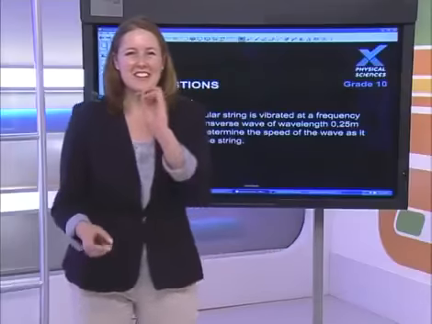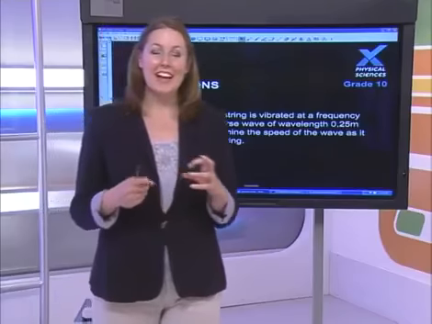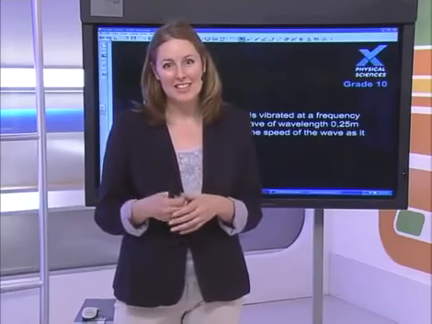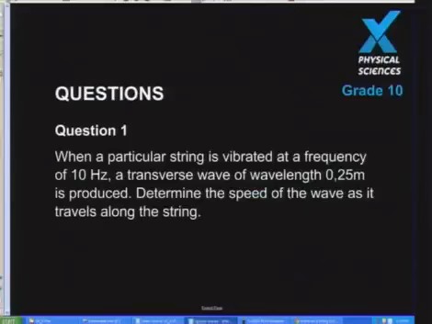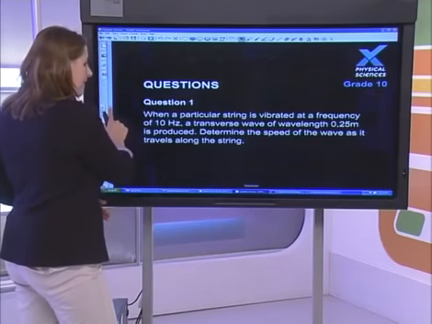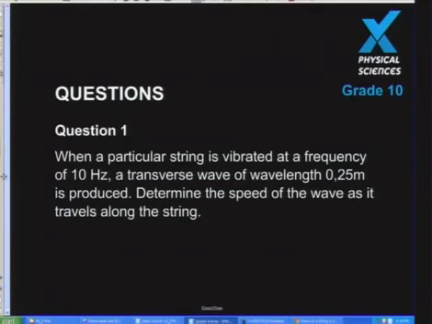Thanks, Katlego. Grade 10s, we're going to carry on with waves and pulses and look at some questions that you could be asked. So, across to the board. Question 1. When a particular string is vibrated, vibrated would be to move it up and down, at a frequency of 10 hertz, a transverse wave, okay, some key words here, a transverse wave of wavelength 0.25 meters is produced. Determine the speed of the wave.